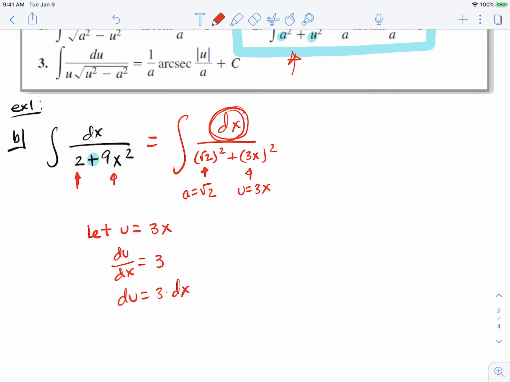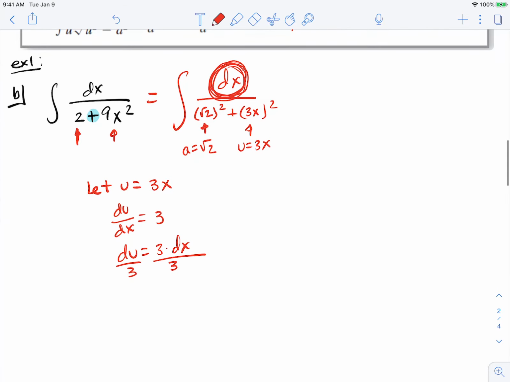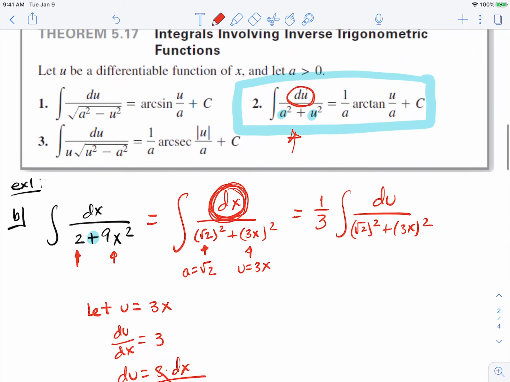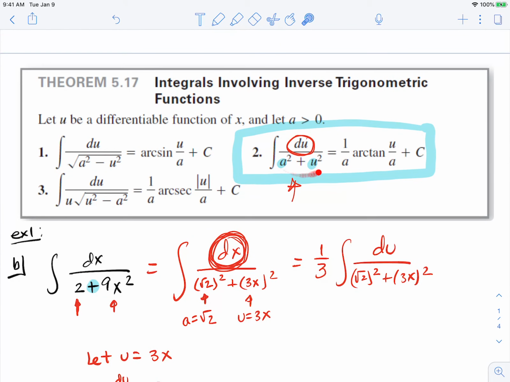And I only need to replace dx. So that 3, I need to get rid of it. So I'm going to divide both sides by 3. And my substitution is going to be 1/3 du equals dx. So when I do that, I'm going to put the 1/3 up front. And I have this du, and then square root of 2 squared plus 3x squared. All right, so that now fits exactly what we have up here.